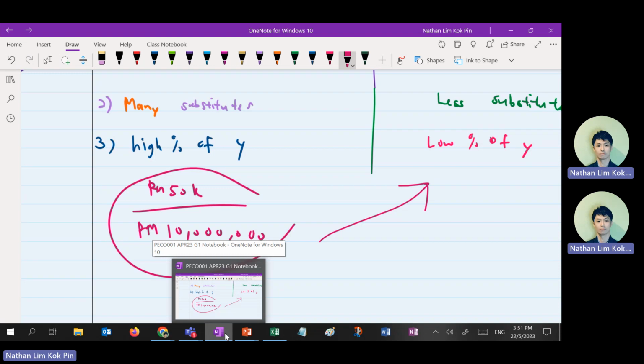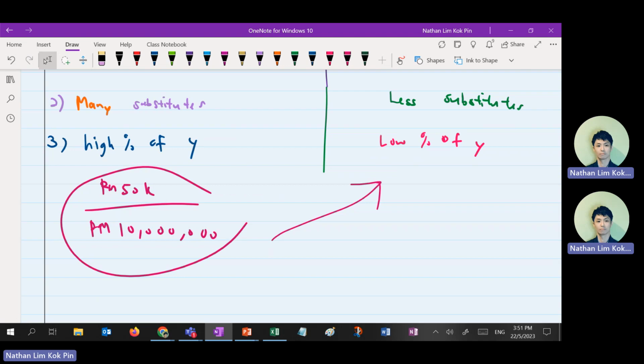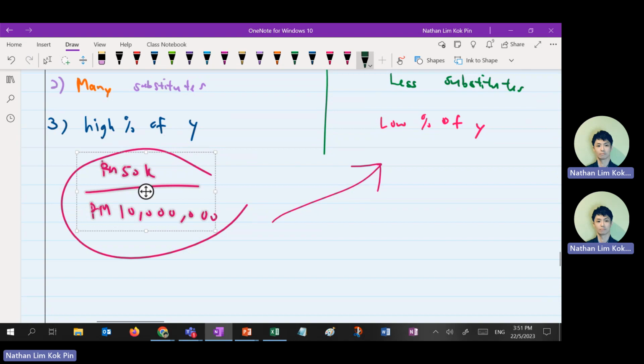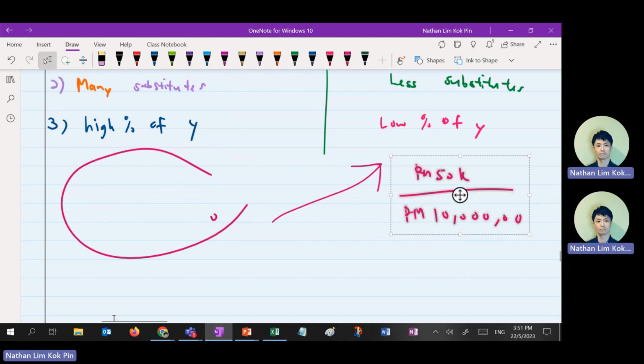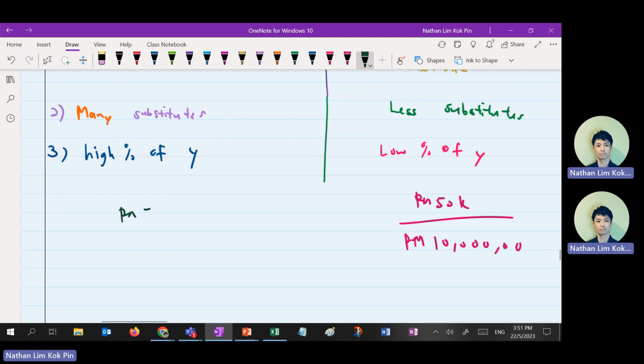Makes sense? But if I earn, this one I should put here actually. Let me move this to here. If I earn, the trip is still 50K. If I earn 1,000, this is a very high percentage of my income. The trip. Makes sense? So I will be very sensitive. So it's about percentage. It's not about the price of the product.